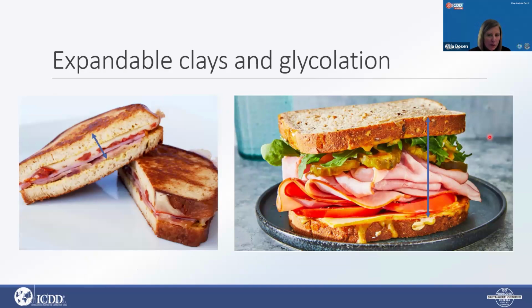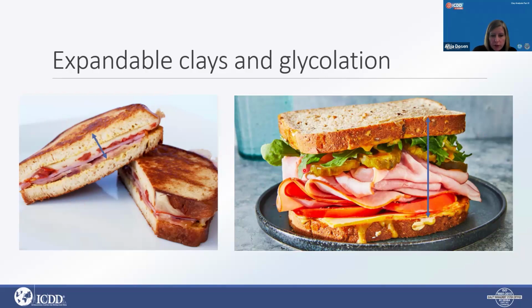So we can take a look at these 2 sandwiches and understand how the interlayer changes, expands, and contracts. We see 2 ham sandwiches, both have 2 slices of bread, ham, cheese, and tomatoes, right? So this is a simple ham and cheese sandwich, and we can say, this is our D spacing. These are our clay layers. These are our interlayer cations, and this is our D spacing.